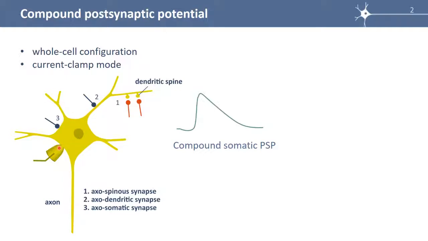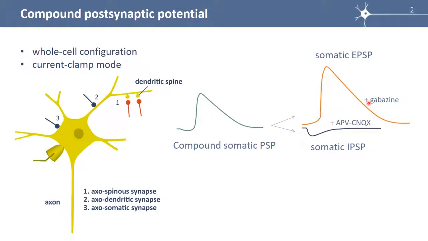blue. If now we record the activity of this neuron in whole cell configuration and current clamp mode to record the changes of potential, we record this compound somatic PSP. Somatic because we record it from the soma, and PSP for postsynaptic potential. So this is a depolarization.